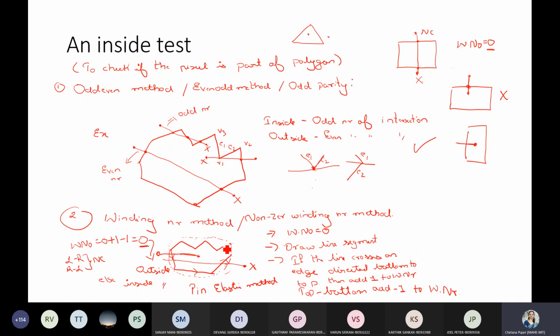But in our case we'll be mainly focusing on the even and odd method. In the algorithm which we are going to use, we'll be focusing on the even and odd method. Yeah, is it clear? This is very rarely used, hence I didn't stress much on that. These two are clear.